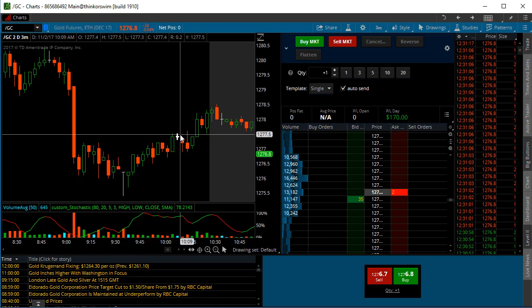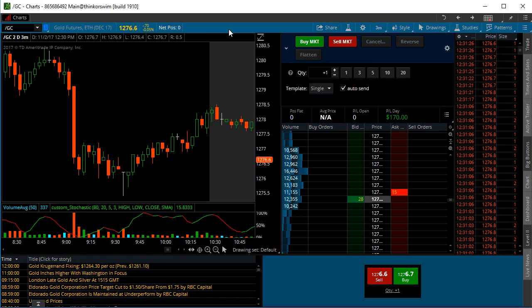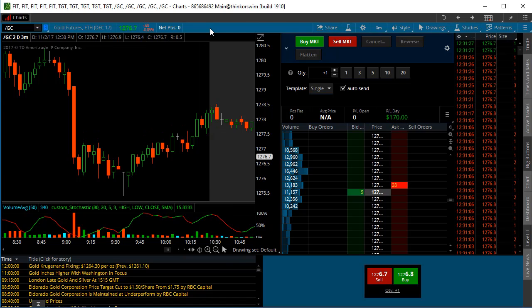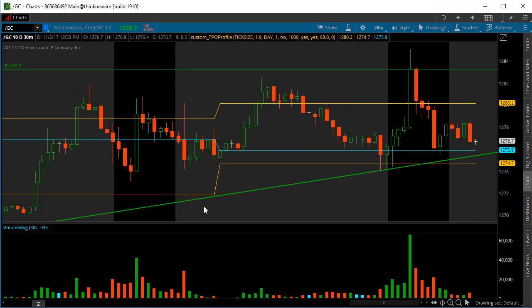And as it went up, I had a few targets. I actually went in with 3 lots on it. So as it went up, I took partial profits and ended up trailing the last lot, and it was closed out right around here. So let's go back and let me actually talk about the 30 minute, and why exactly I took this trade based on the 30 minute.